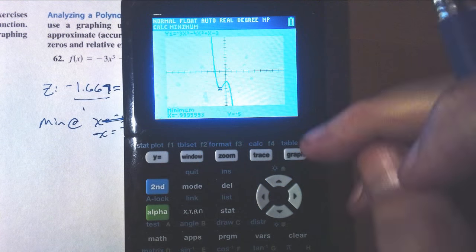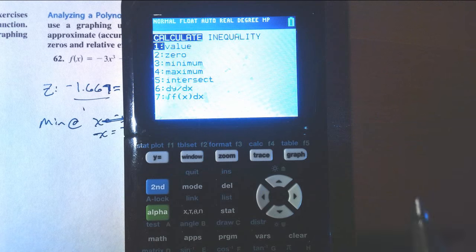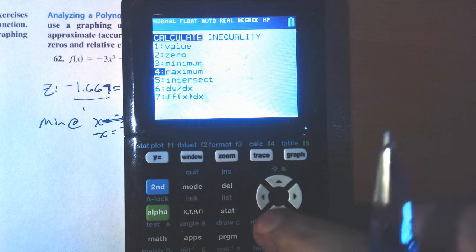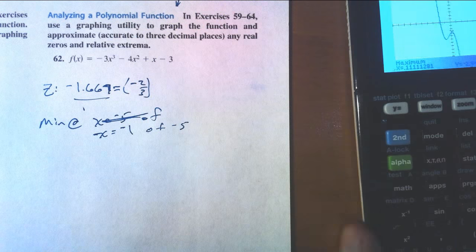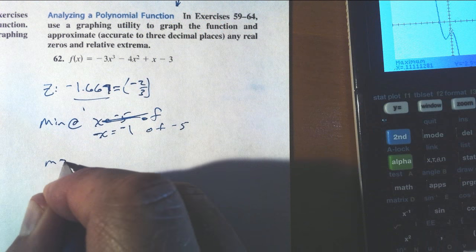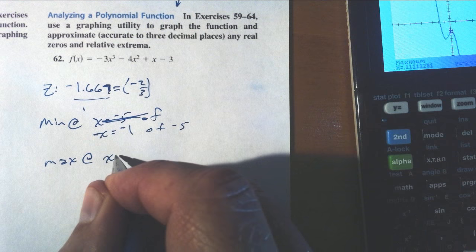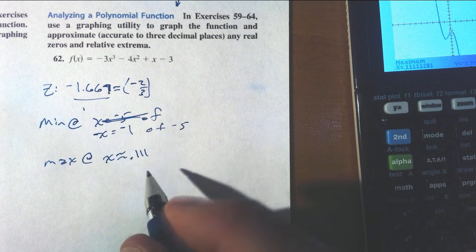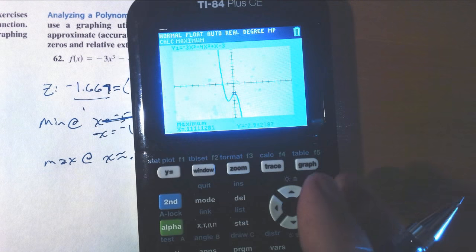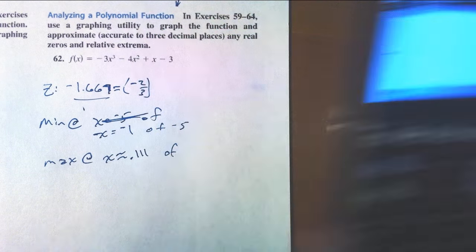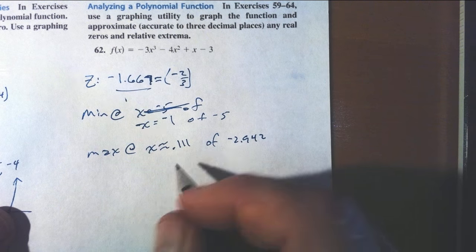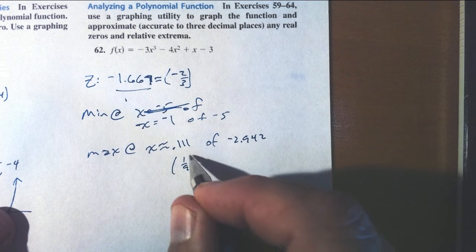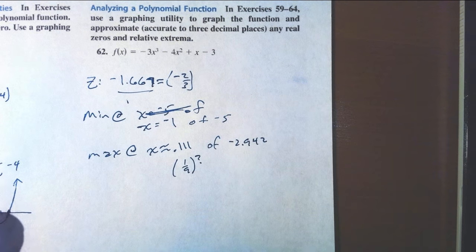And then we have a maximum close to that. Second calc max. Get close but to the left of it. Stay close but to the right of it. And here we've got 0.111. So we have a maximum at x equals approximately 0.111 of negative 2.942. This one I suspect might be 1/9. Okay, so we'll continue on.